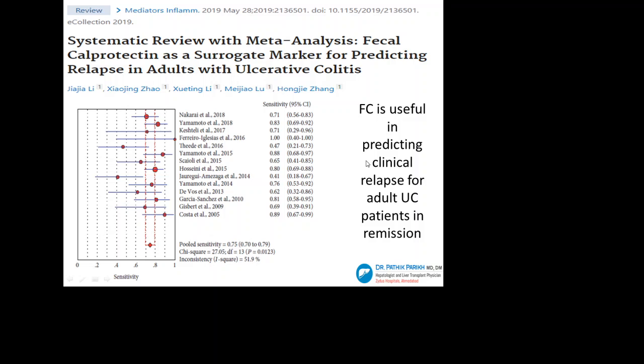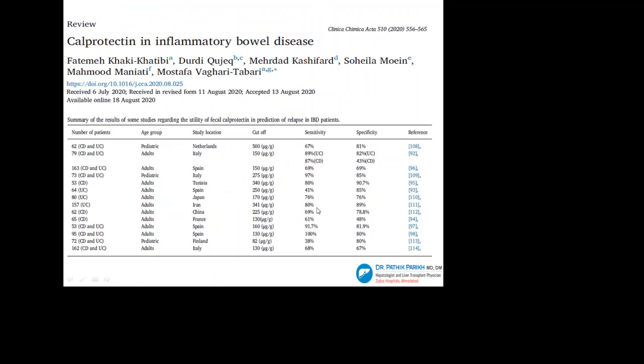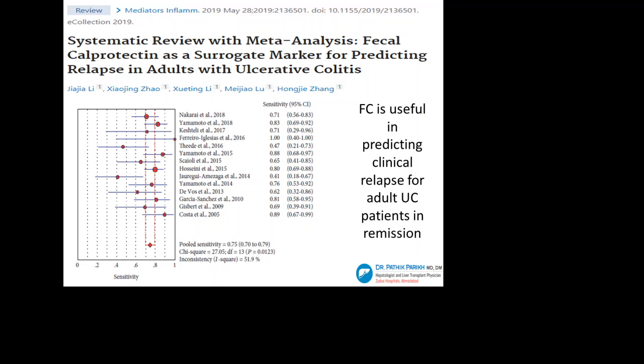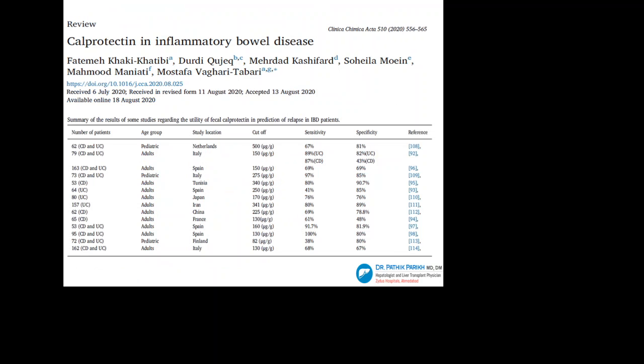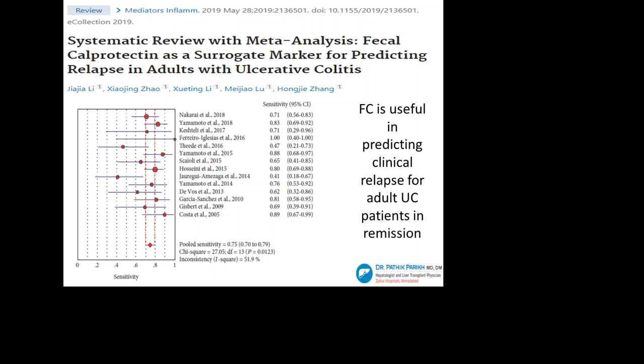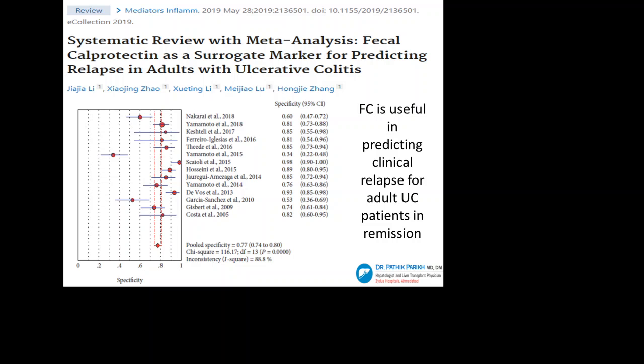Now if we look at this publication just published last month, different cutoffs have been used to predict relapse in the disease, with not very extreme sensitivity but very good specificity, to have a cutoff to predict relapse. Again, in ulcerative colitis as well, there is a meta-analysis that showed that it has good sensitivity, with a pooled sensitivity of 0.75 and a pooled specificity of 0.77, in predicting clinical relapse for adult patients with ulcerative colitis who clinically appear to be in remission.